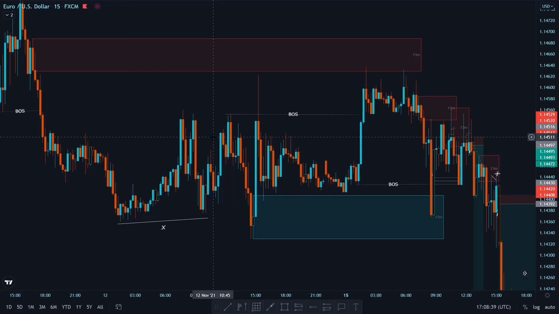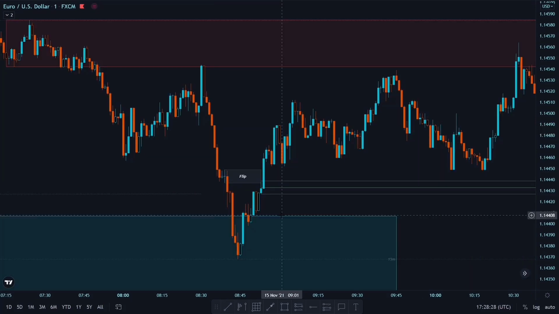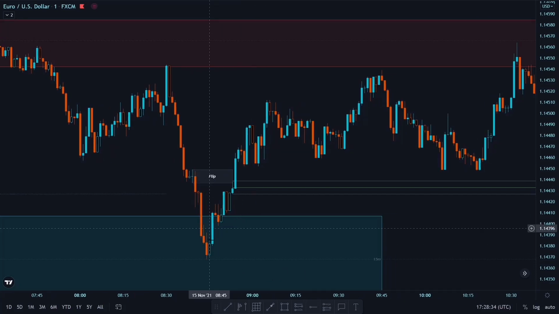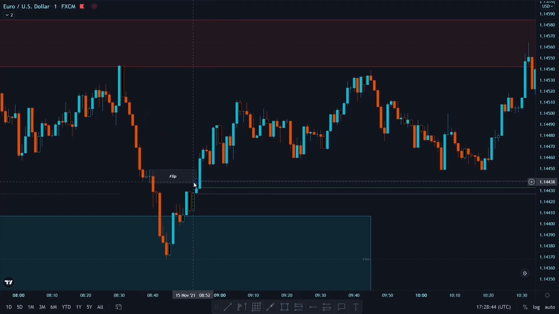Now let's jump on to our 1-minute time frame in which I took my entries. Right, so in London session we tapped into our 15-minute demand zone. After tapping in, we got a quick reaction to the upside, and we have this small reaction from this supply zone.